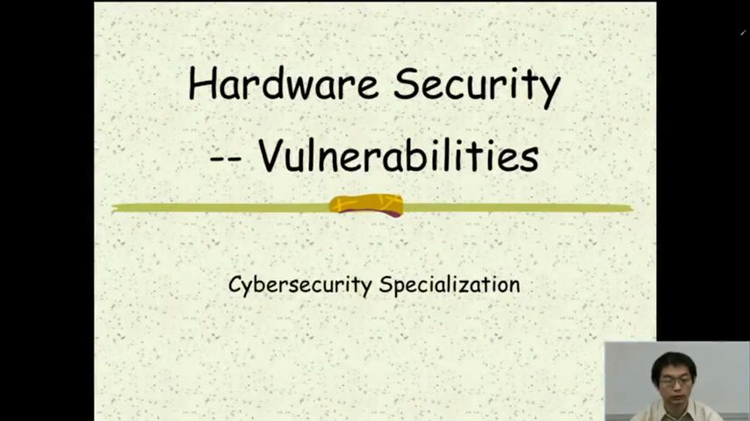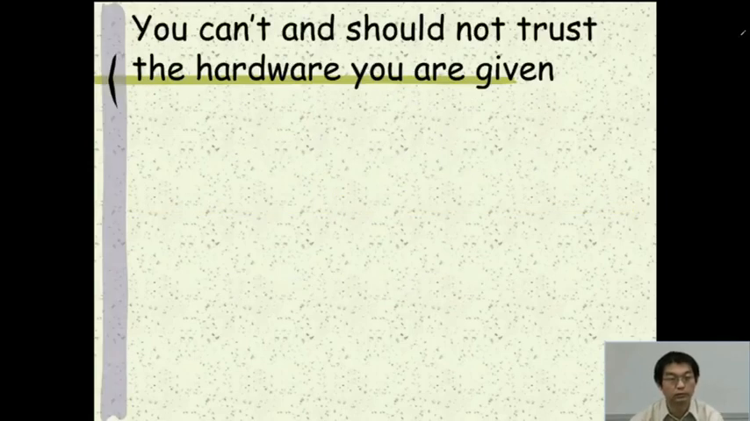Today we're going to talk about the vulnerabilities in hardware and hardware design. What you will see next might be pessimistic, but when we talk about security, it's better to be pessimistic instead of optimistic. You cannot and should not trust the hardware you are given, no matter if it is a cell phone, a laptop, a desktop, or maybe just a very simple embedded system.